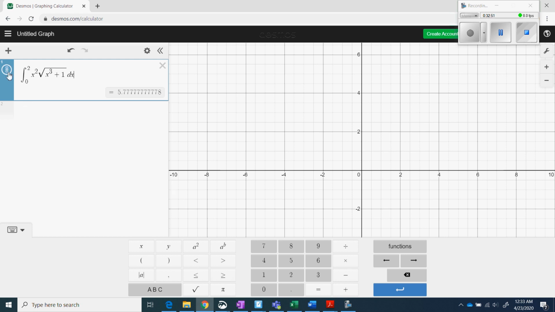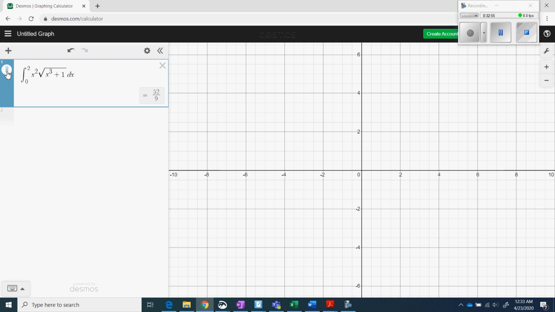And I think, see here, this little button tells you that I'd rather have the fraction version of that. 52/9, which is not what I had. What did I do wrong? I typed that wrong. Let's double check.